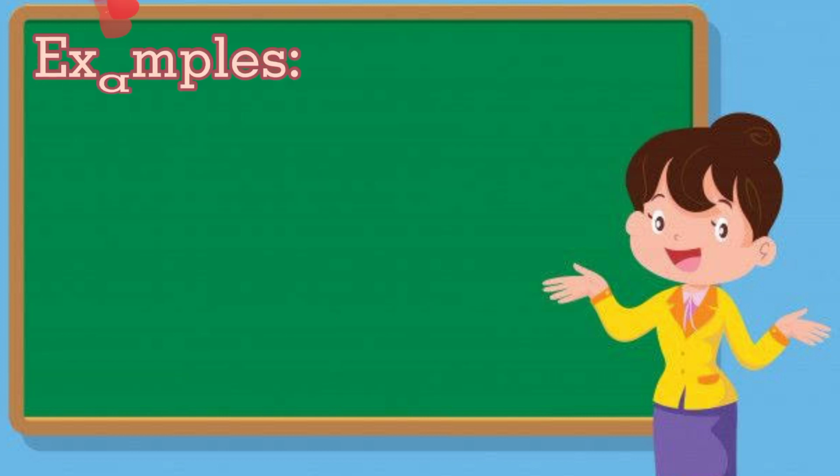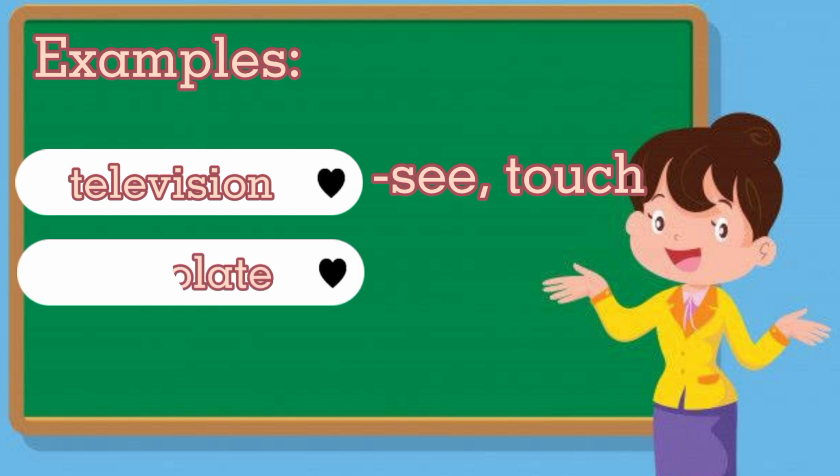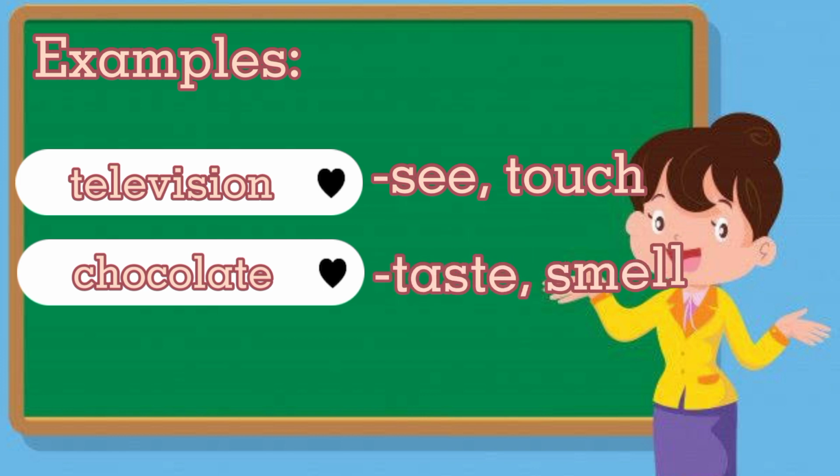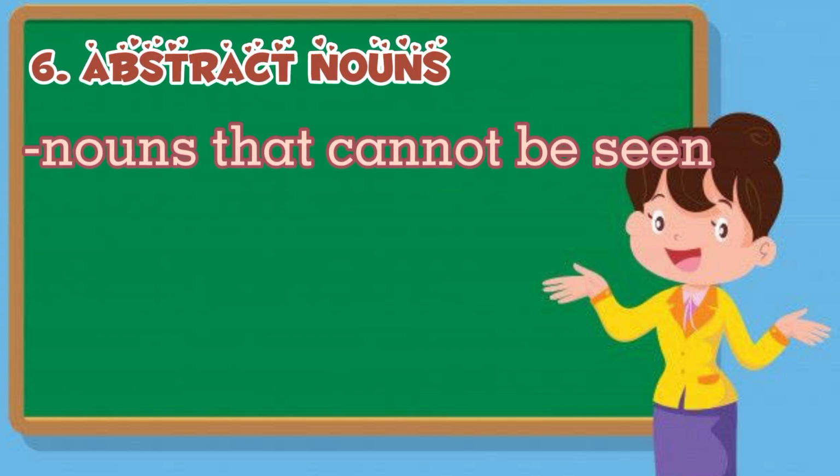Let's have these examples. We have the television. Do you think we can touch or see our televisions at home? Perfect. So it is an example of concrete noun. Next, we have chocolate. Have you already tasted any type of chocolates? Perfect. Can we smell the chocolate? Yes, we can. So it is a concrete noun. Lastly, we have singer. Can we hear the singers whenever they sing? Perfect. So it is still a concrete noun.